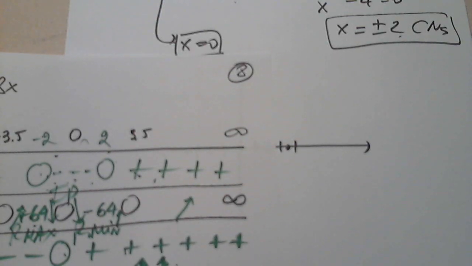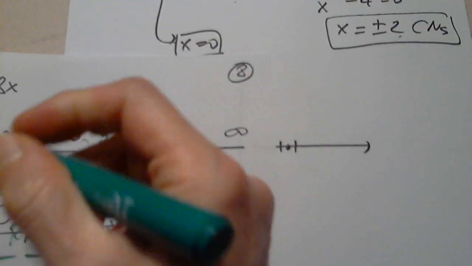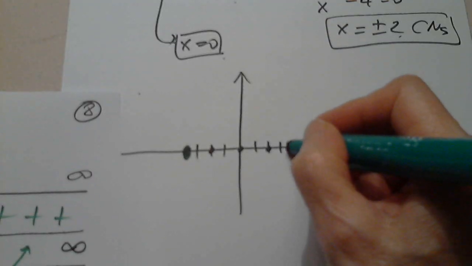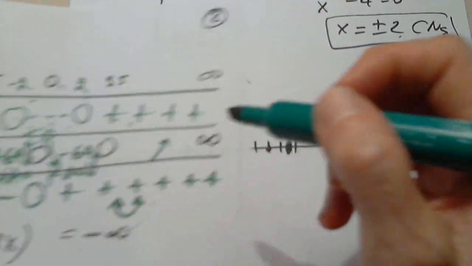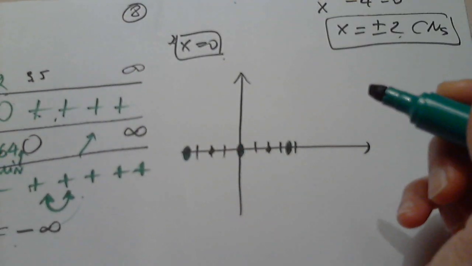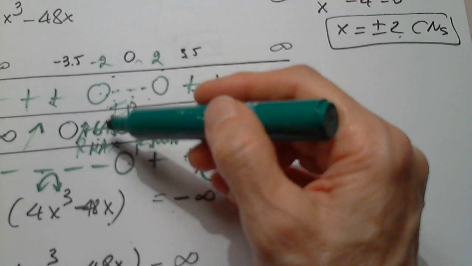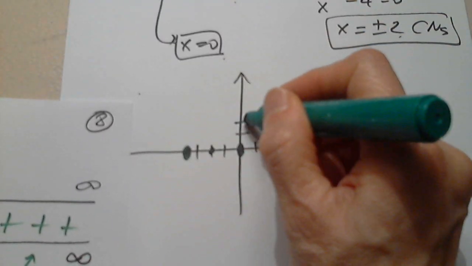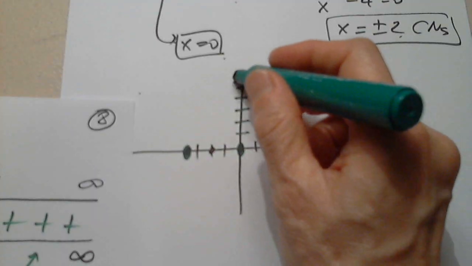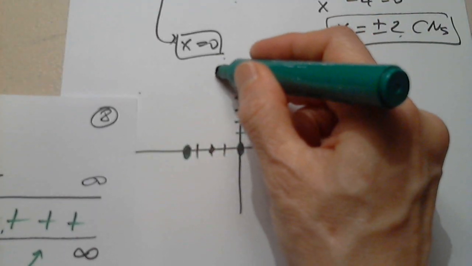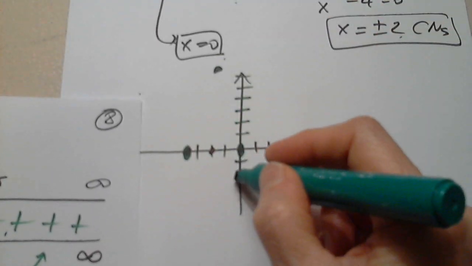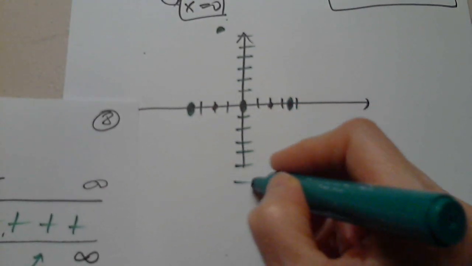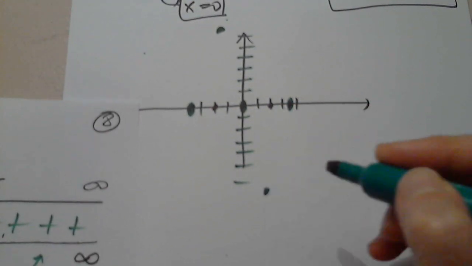Okay. At negative 3.5, the function is 0. At 3.5, the function is 0. At 0, the function is 0. But now, at negative 2 it is positive 64. So I'm going to say 10, 20, 30, 40, 50, 60 right here. And the same thing on the other side: 10, 20, 30, 40, 50, 60, and a little bit.